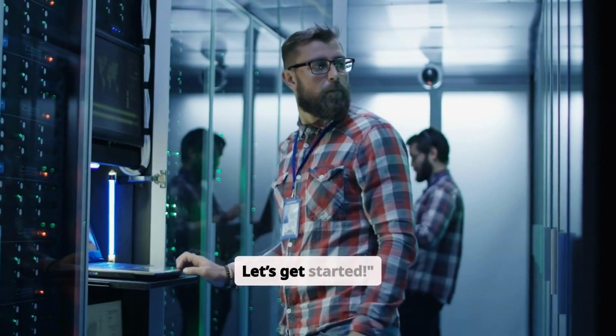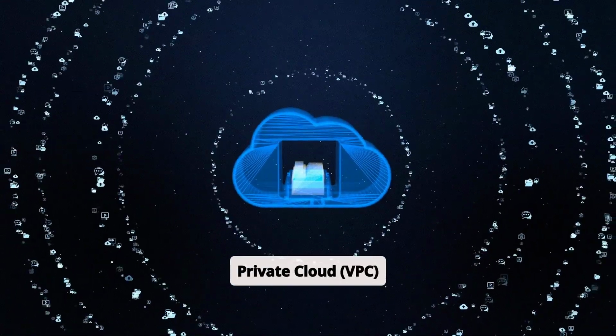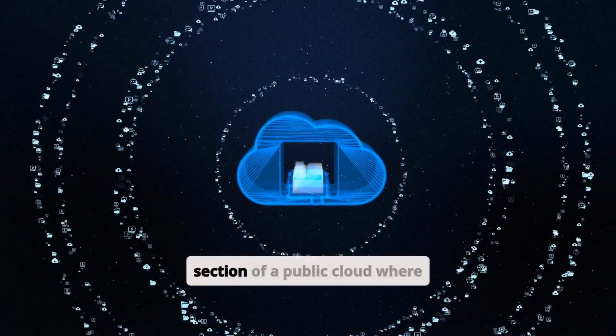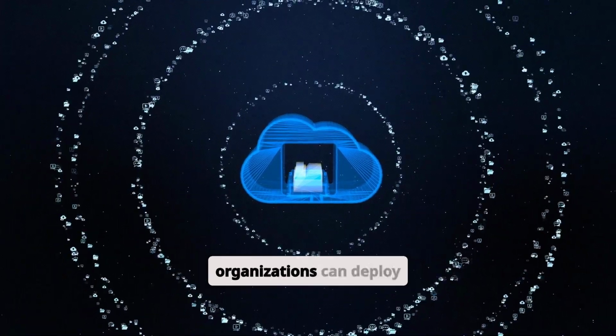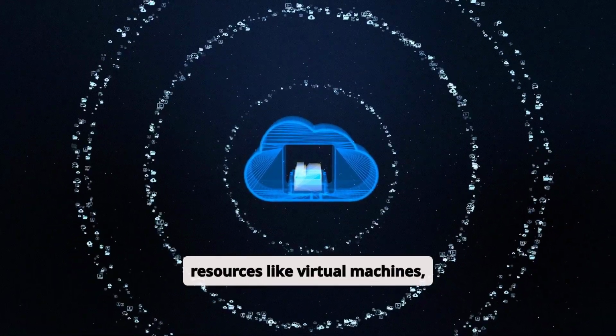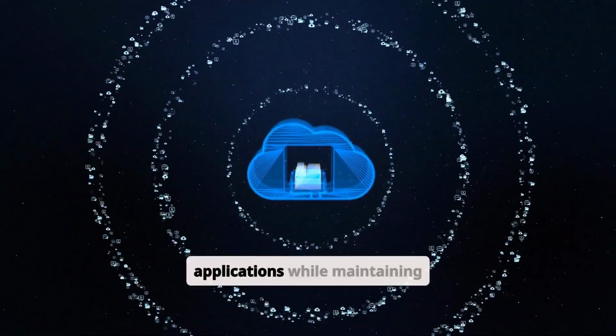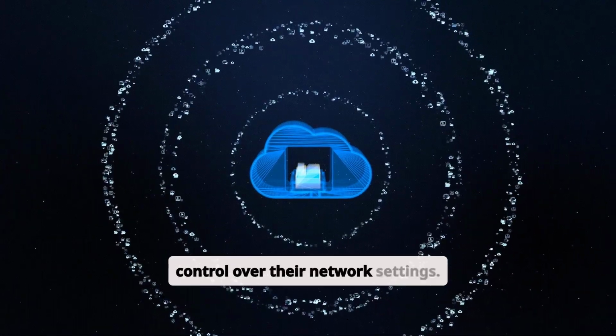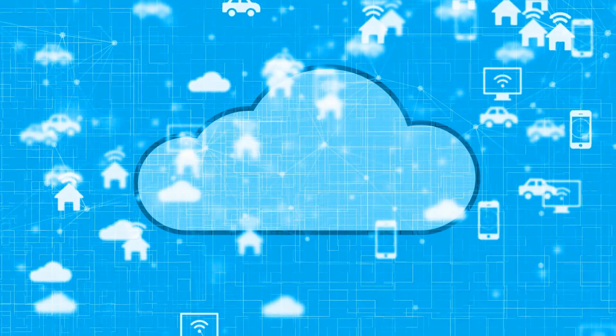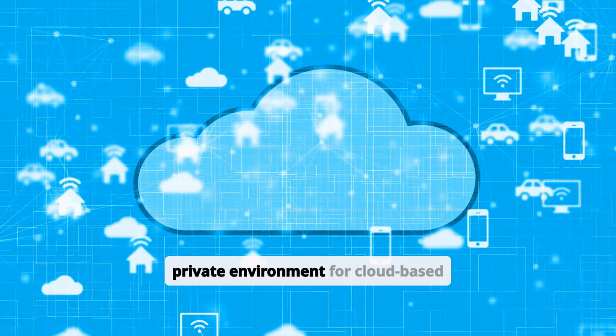Let's get started. A virtual private cloud, VPC, is a logically isolated section of a public cloud where organizations can deploy resources like virtual machines, databases, and applications while maintaining control over their network settings. VPCs provide a secure, private environment for cloud-based workloads.